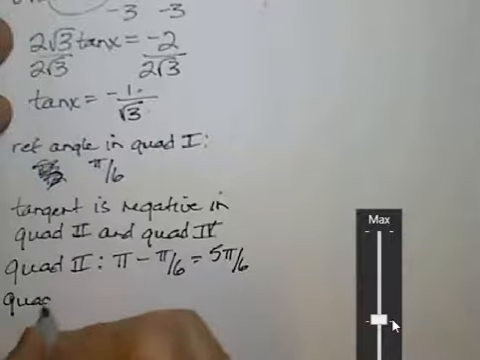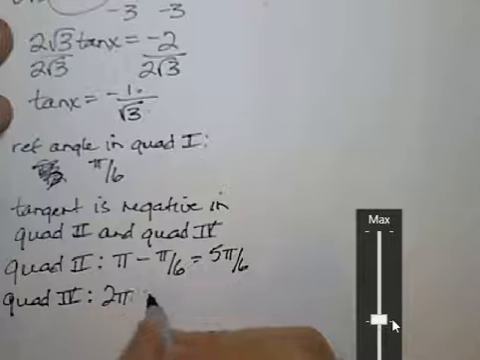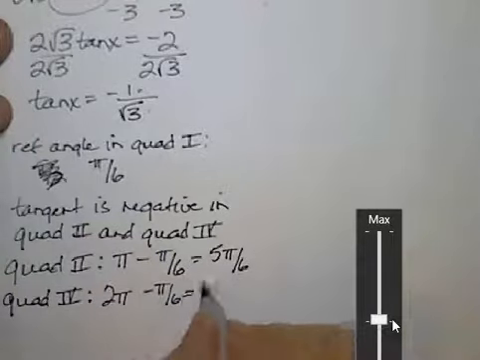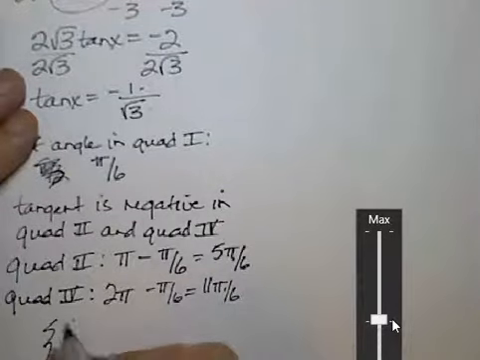In quadrant 4, we would be taking 2 pi minus pi over 6, and that would give us 11 pi over 6. These are our two solutions in the interval from 0 to 2 pi.